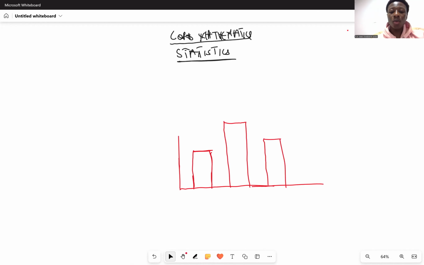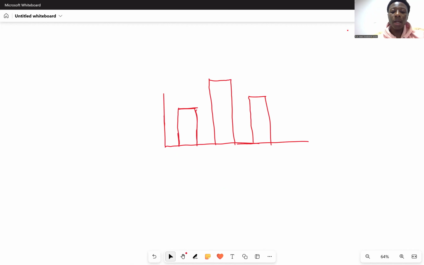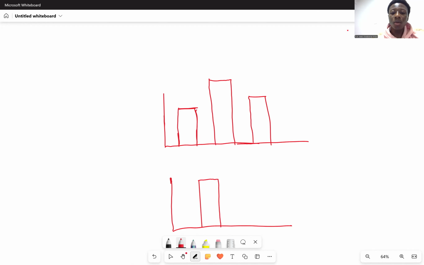Now, with histogram, we do not create a space between the boxes. We just mount the boxes on one another. So if this box ends here, the next box, you extend it from where you left off.